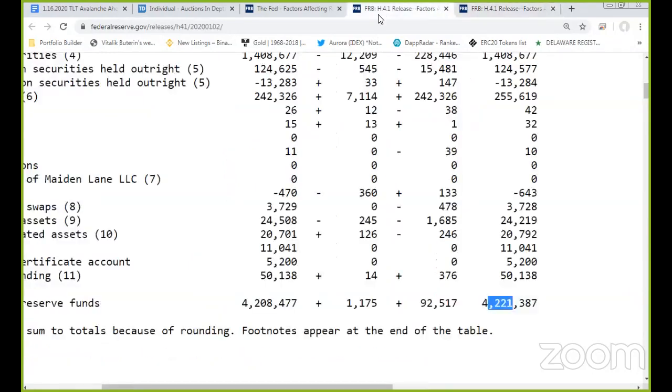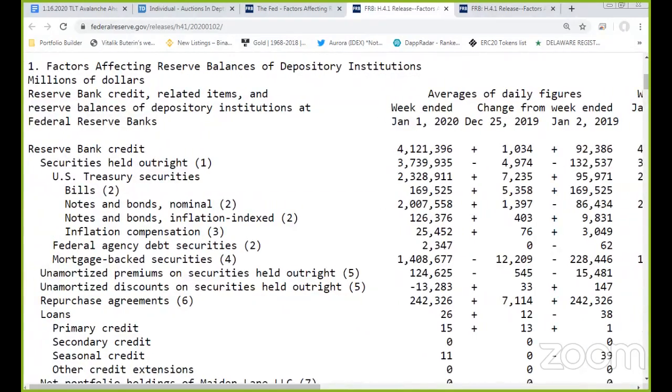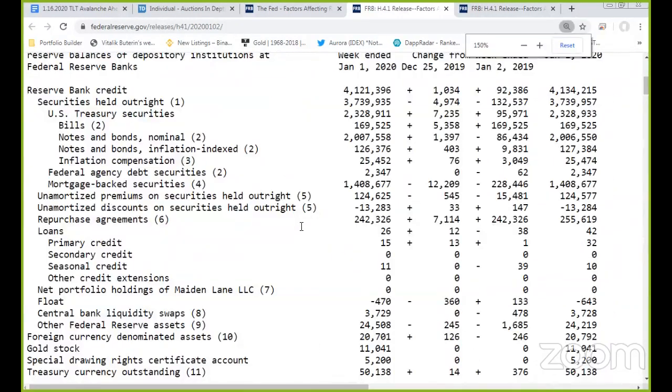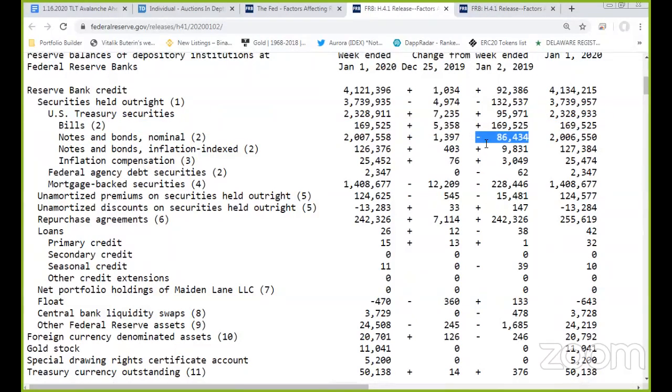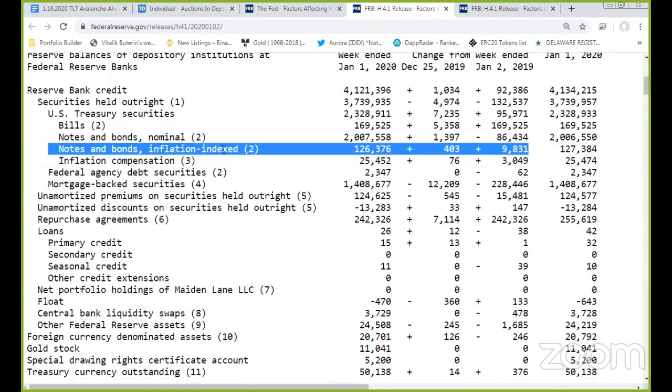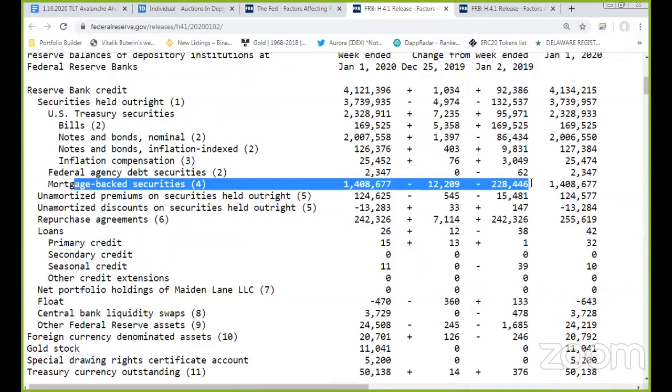So we can just do the simple subtraction. Now, my job is to actually start to really analyze this section a little bit more, and this will tell us what they're buying and selling. So if we look at this, we have the bills. During that period, they did pick up $169 billion of short-term US debt. They sold 86 billion of the notes, and they picked up 9.8 billion of the TIPS. Now, mortgage-backed securities, they sold $228 billion of this asset. And that's really all we need to focus on.